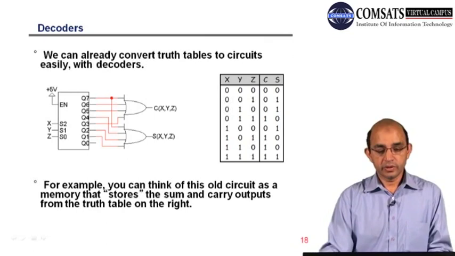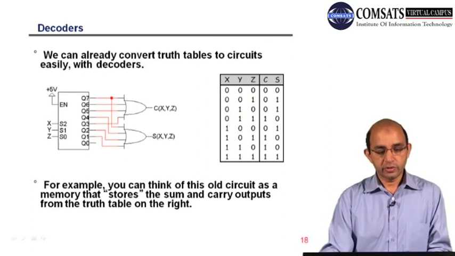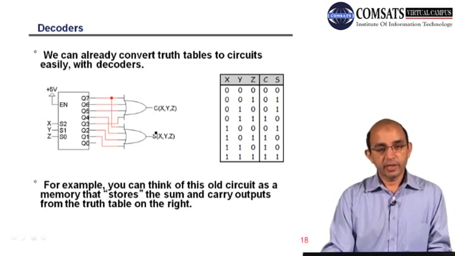Now let's talk about the decoding functions when we think about ROMs, right? As we know, we can convert truth tables to circuits, right? So that we have already learned when we were discussing combinational logic, right? There are different ways to do that, right? And we can use decoders, right? So if you remember, we have a very good example of a carry and a sum by implementing a decoder, right? So here we have a decoder, right?